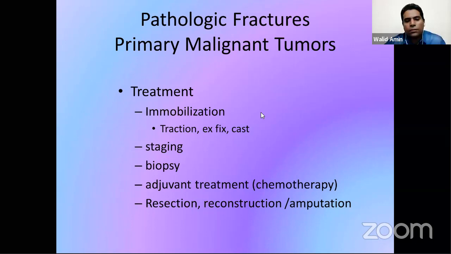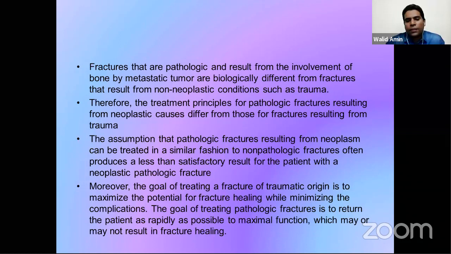The assumption that pathologic fractures resulting from neoplasm can be treated in a similar fashion to non-pathologic fractures often produces a less than satisfactory result for the patient with a neoplastic pathologic fracture. Moreover, this is very important. The goal of treating a fracture of traumatic origin is to maximize the potential for fracture healing. I need healing in a traumatic fracture, and to minimize complications.